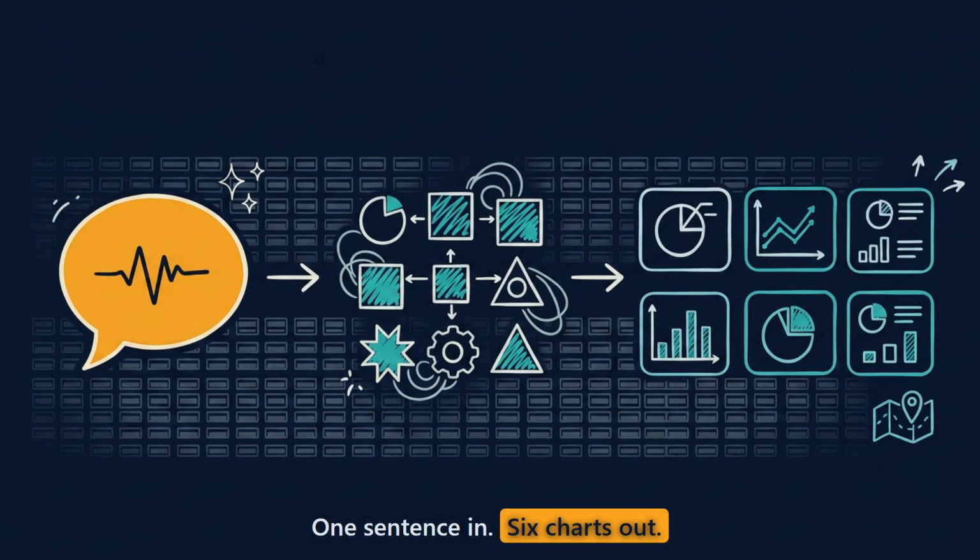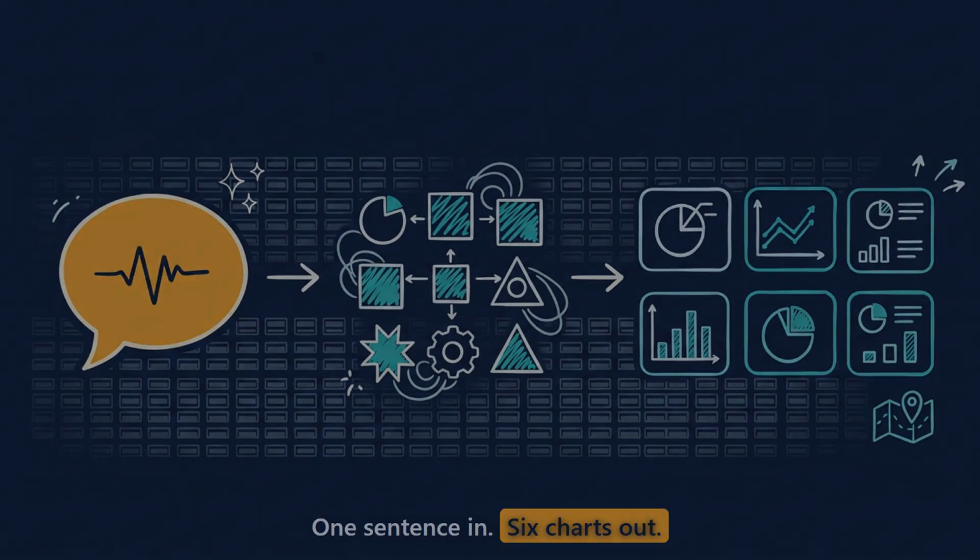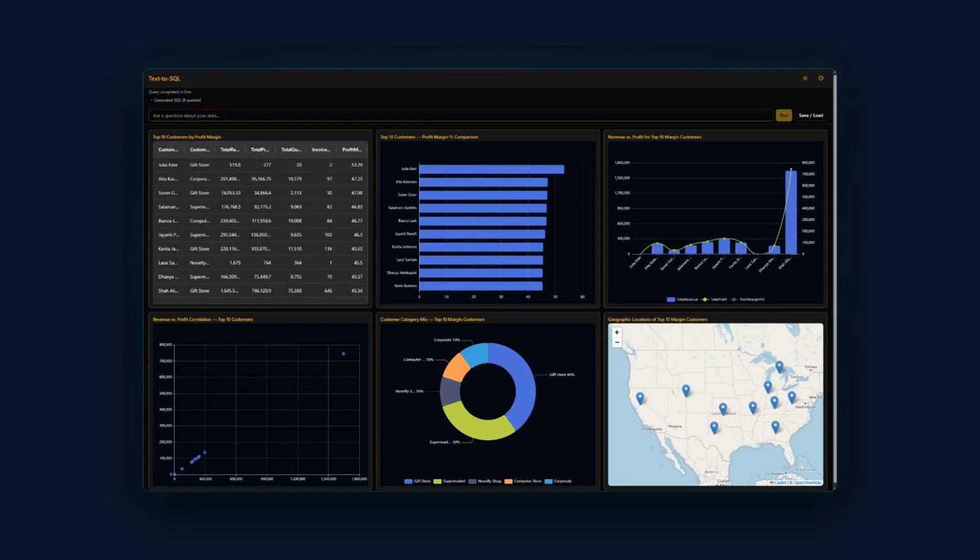Picture this: 90 million rows sitting in a database across 48 tables. You type one plain English sentence. 30 seconds later, a finished dashboard is looking back at you. And this is it. Not a mock-up and not a demo reel. 6 coordinated charts built from one typed question and rendered natively in React with 3 open source libraries. We will come back to every piece of it.